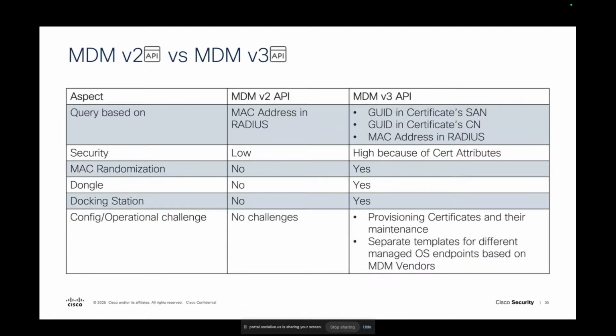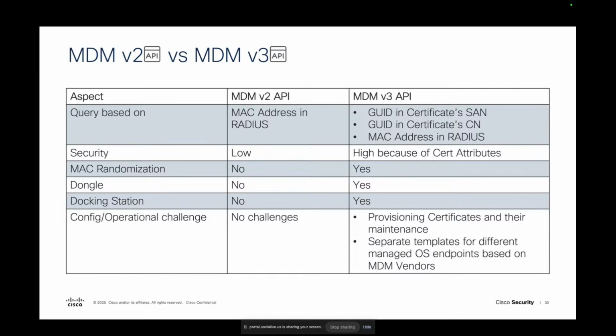So ultimately, MDM v2 API is purely based on the MAC address, whereas MDM v3 uses a GUID inserted into the certificate SAN field or common name field. Obviously, MDM v3 is certificate based authentication, so it's more secure than the MDM v2 API. Because of MAC randomization, v2 is not as secure as the MDM v3 API is. So MAC randomization, dongles, and docking stations are addressed in the MDM v3 API.